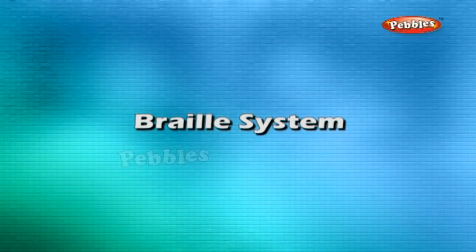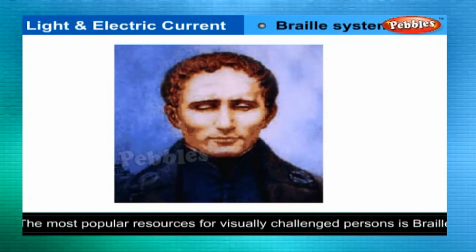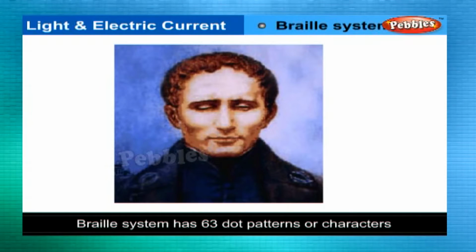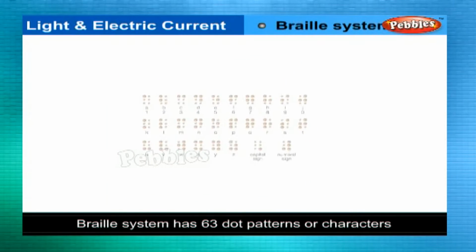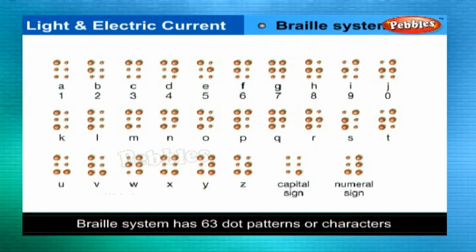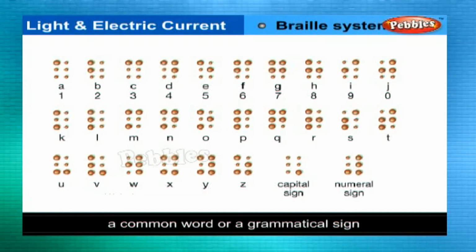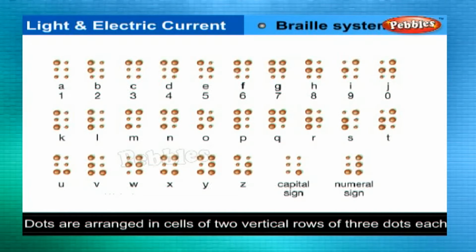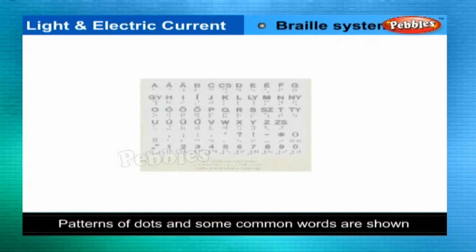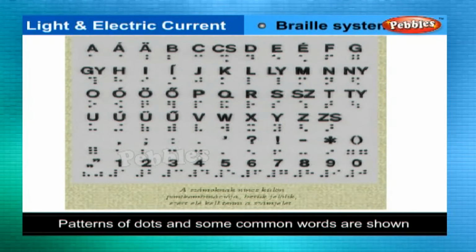Braille system. The most popular resource for visually challenged persons is Braille. The Braille system has 63 dot patterns or characters. Each character represents a letter, a combination of letters, a common word, or a grammatical sign. Dots are arranged in cells of 2 vertical rows of 3 dots each. Patterns of dots to represent some English alphabets and some common words are shown below.